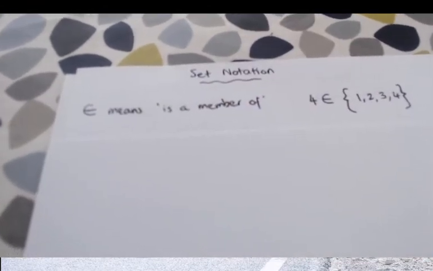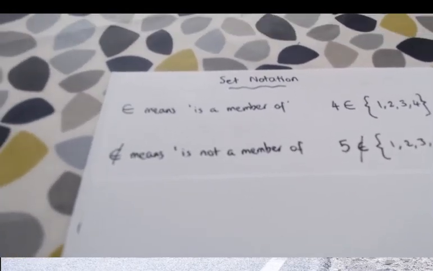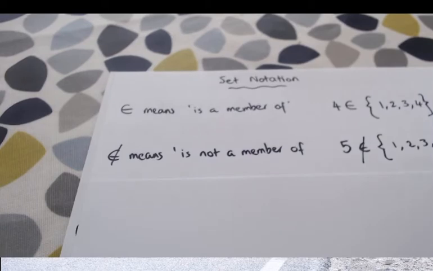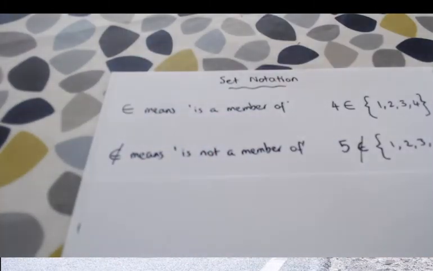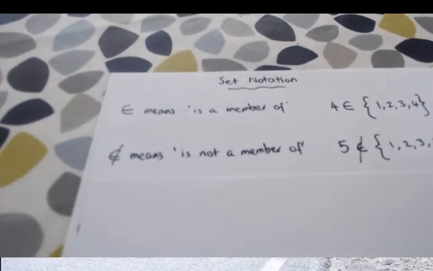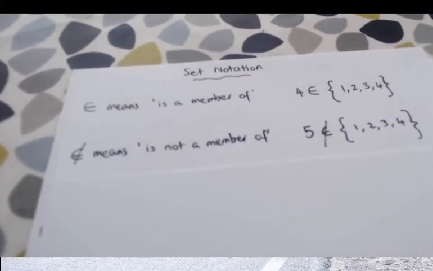Next thing. Well, if you can be a member of it, then you can also not be a member of it. So for example, the wee E thing with a line through it means is not a member of. So if I look at this little set of numbers, 1, 2, 3, 4, I can say that 5 is not a member of that set of numbers. Next thing.